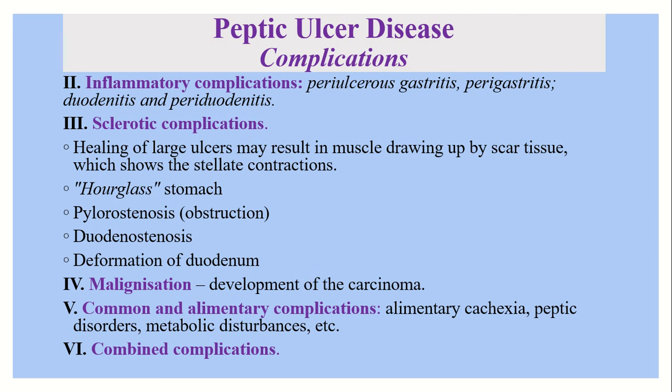The second group is the inflammatory complications, for example peri-ulcerous gastritis, the inflammation around the ulcers, perigastritis, duodenitis, and periduodenitis. And sclerotic complications: when the ulcer heals, it can result in muscle drawn up by scar tissue that shows stellate contractions. Also hourglass stomach, which is found during radiologic X-ray examination of the stomach, pyloric stenosis obstruction, also sclerotic complications, duodenal stenosis, and deformation of the duodenum. Long-standing peptic ulcer disease without correct treatment can develop into carcinoma.